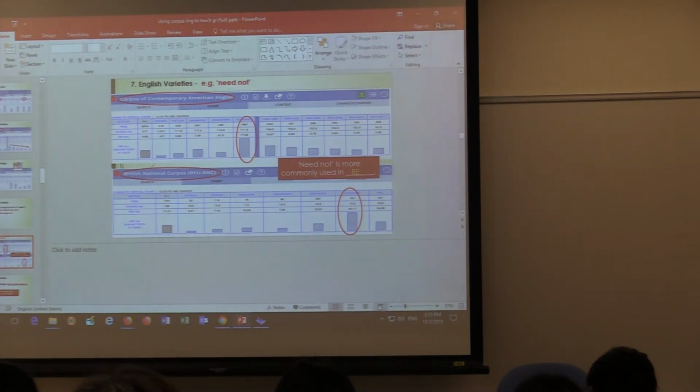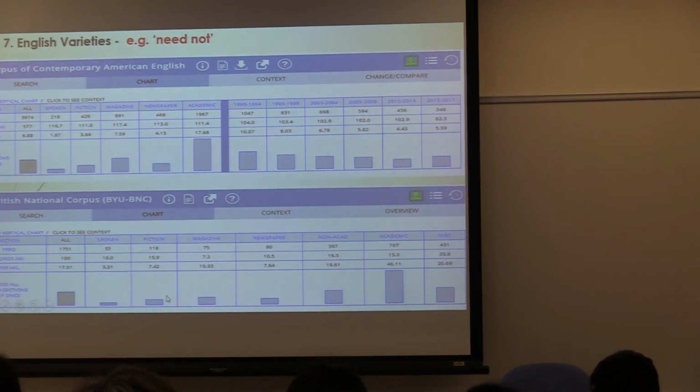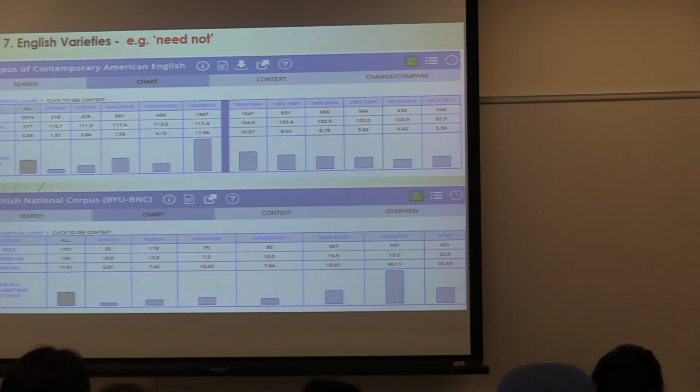Okay, look at this slide. Actually, I didn't use GloWbE here, but I compared two different corpora: American English and British English. So for American English here, about the word need not, what can you tell us? Across the different registers, what can you say? Need not is used more commonly in academic English. Yeah, that means formal use.